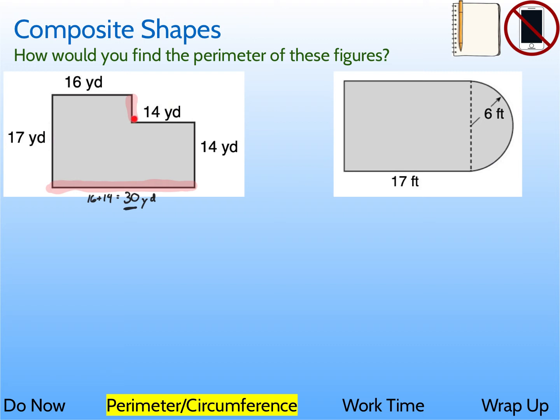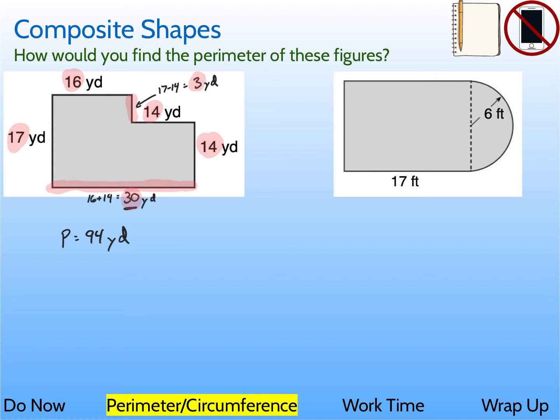Now to find this little red guy right here, we can take this whole 17, which would be this whole distance, and subtract away that 14 to figure out what's left right here. That would just be 17 minus 14, which is 3 yards. And then finally, all you have to do is add up these sides to find the perimeter. When you add those all up, you get 94 yards.